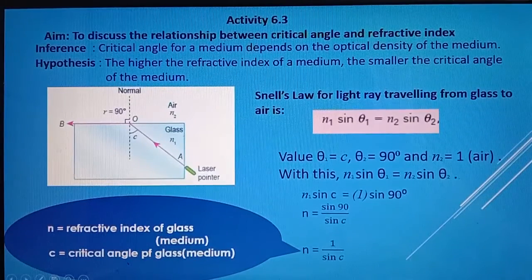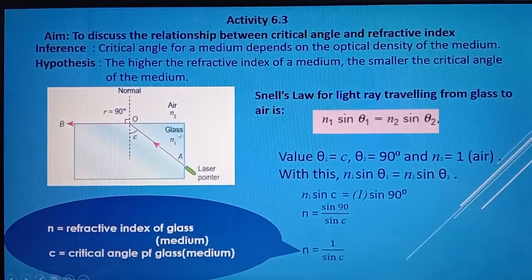Now you can look at this situation, this diagram. We have a glass block here. We use a laser pointer to produce a light ray. Let's say the light ray travels from glass to air. So the light ray travels at angle C, the critical angle. So you can see the light ray travels along the boundary where R equals 90. So now we want to determine the critical angle of glass, which we mark as C.